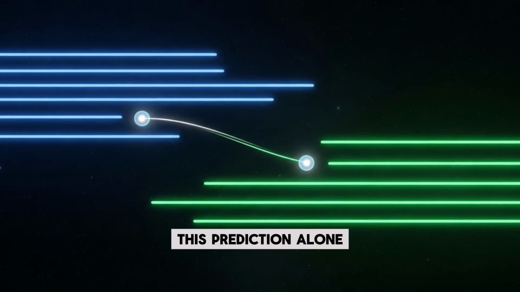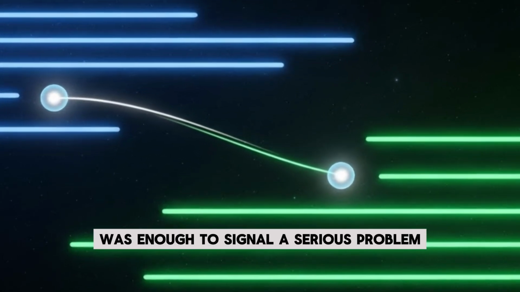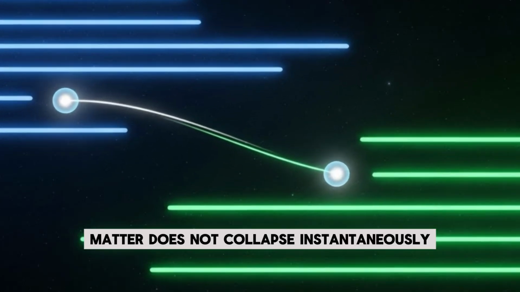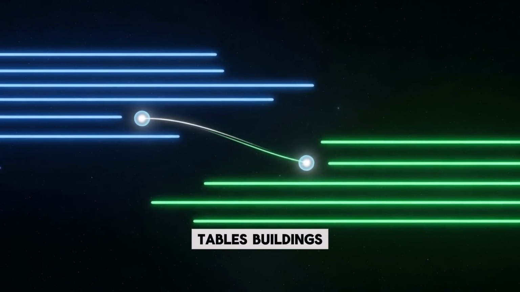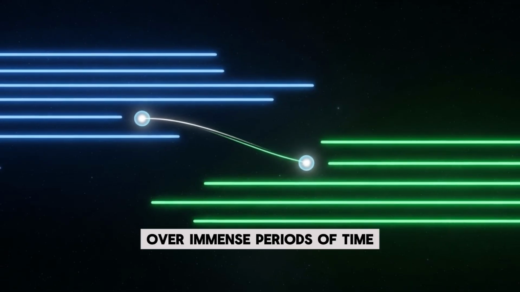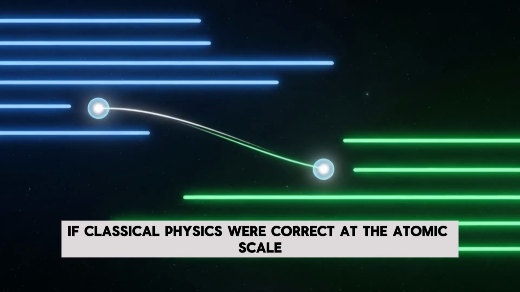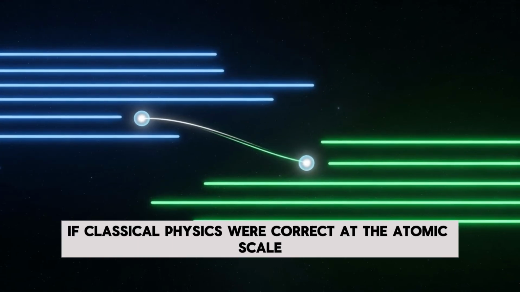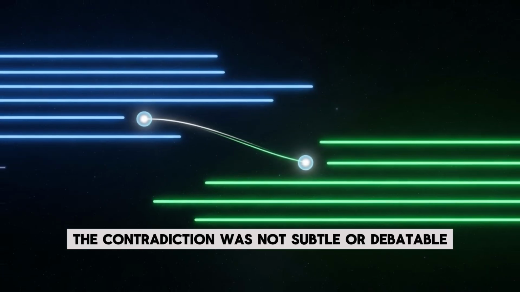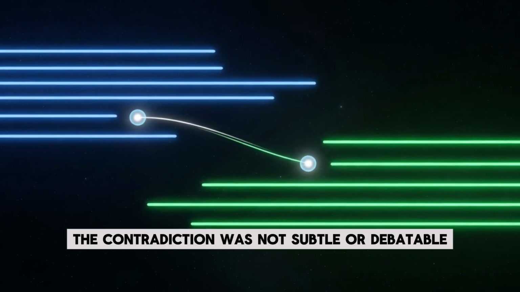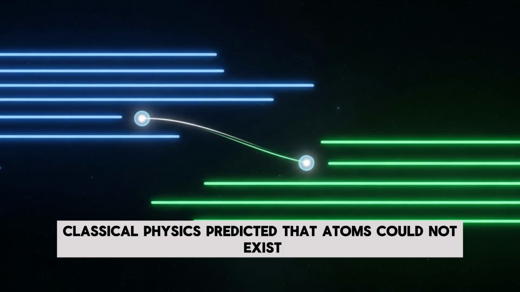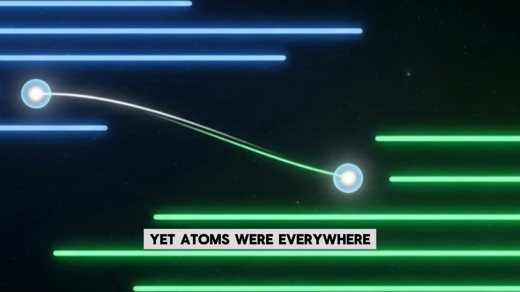This prediction alone was enough to signal a serious problem. Atoms are clearly stable. Matter does not collapse instantaneously. Tables, buildings, and human bodies exist because atoms maintain their structure over immense periods of time. If classical physics were correct at the atomic scale, the universe as we know it would be impossible. The contradiction was not subtle or debatable, it was absolute. Classical physics predicted that atoms could not exist, yet atoms were everywhere.